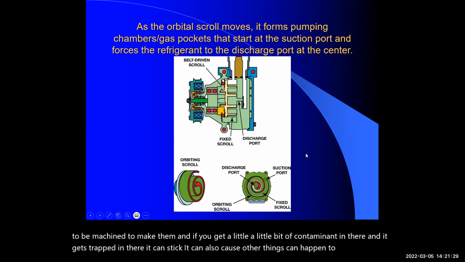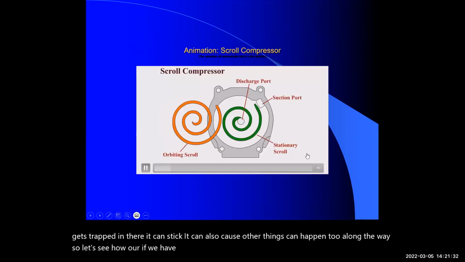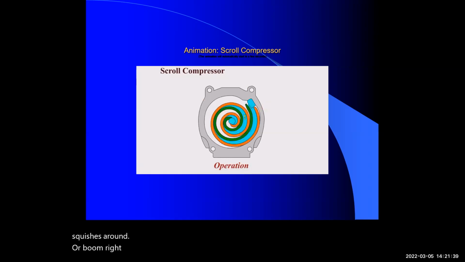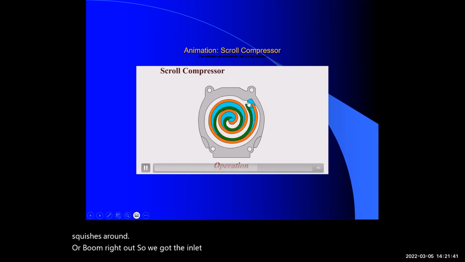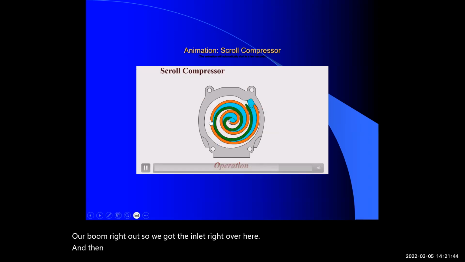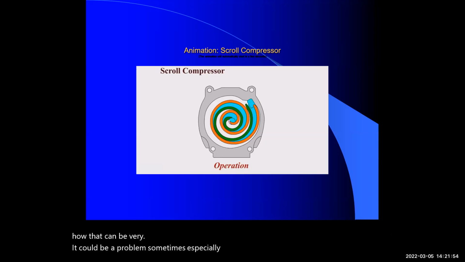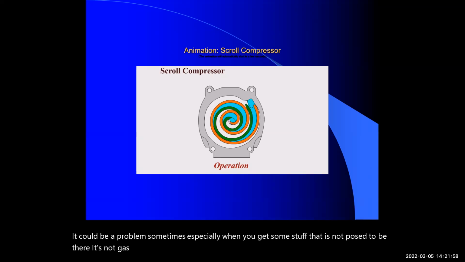So let's see if we have our animation, if it works on this particular one. So it kind of squishes around and boom, right up. So we got the inlet right over here. And then we take it in and we kind of squish it around until we get it down. So you can see how that can be a problem sometimes, especially when you get some stuff that is not supposed to be there. It's not gas. It's maybe some parts are starting to come apart and they flow through and cause it to have problems also.